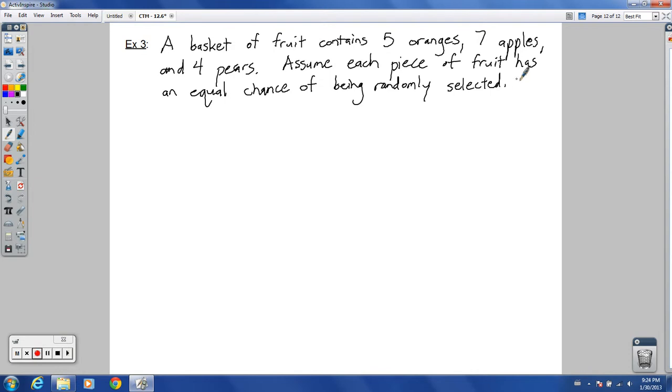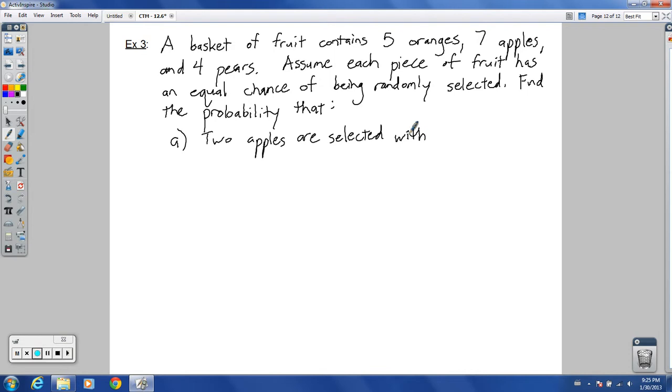Find the probability that, and we're going to have some parts to this one too. We're going to have some slight variations as we go through these parts. So the probability that, and we'll also see within the context of this problem, dependent and independent events. So part A, 2 apples are selected with replacement. Let's underline that phrase there, with replacement.